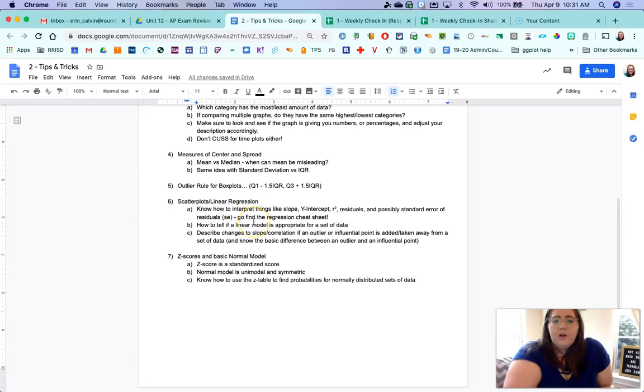When you're drawing a box plot, sometimes you're asked, or a lot of times you're asked, to calculate whether we have outliers. So our outlier rule is we do Q1 minus 1.5 times the IQR. Remember, IQR is just Q3 minus Q1. And then your upper fence would be Q3 plus 1.5 times the IQR. So we're going 1.5 IQRs on each side of the box part of the box plot. And that gives us our fences.